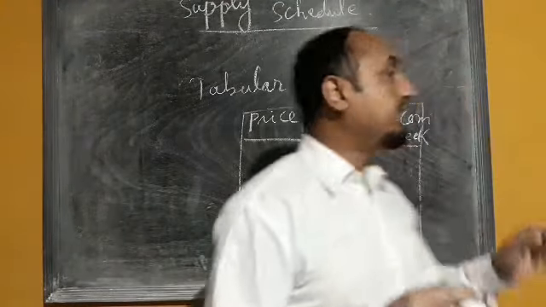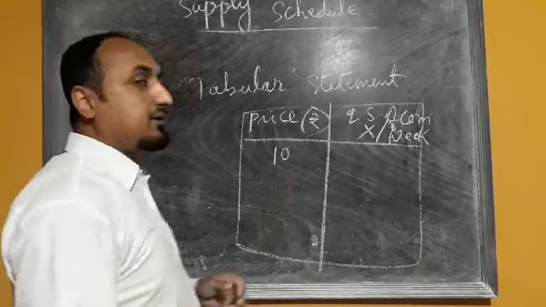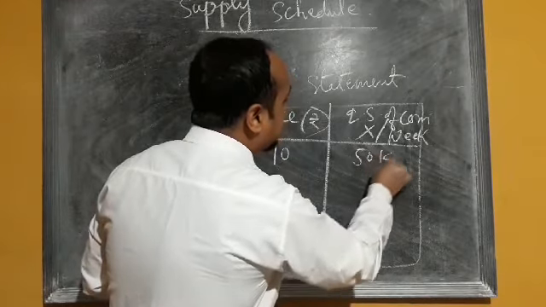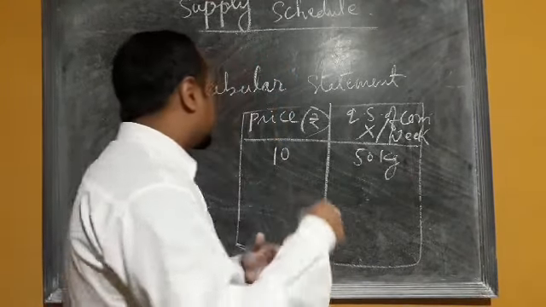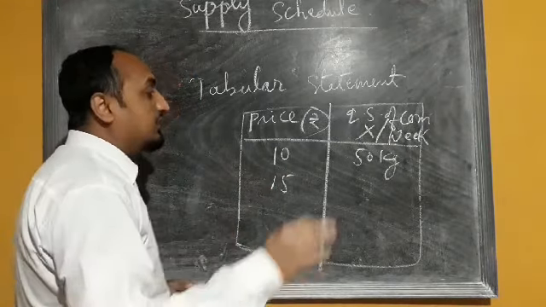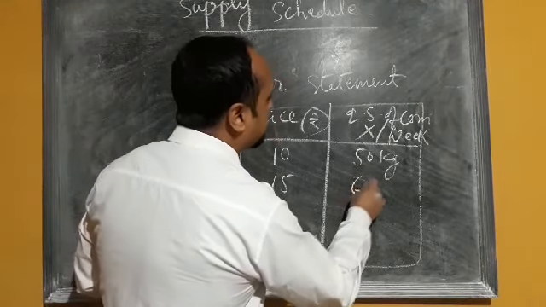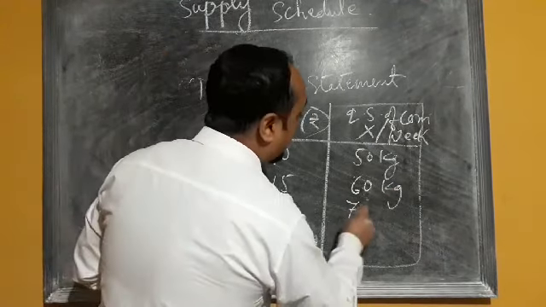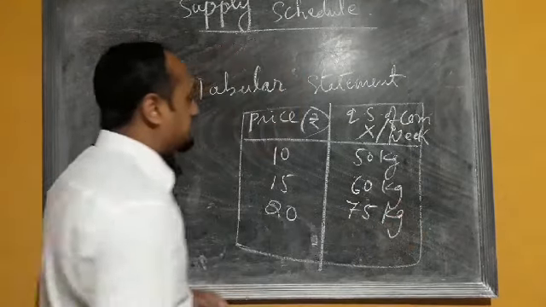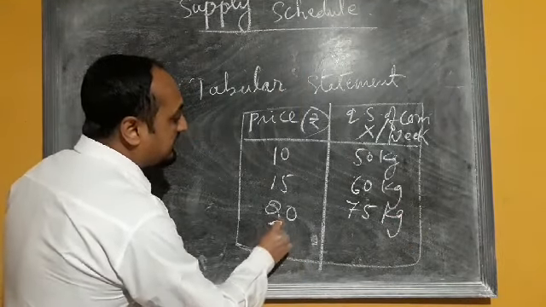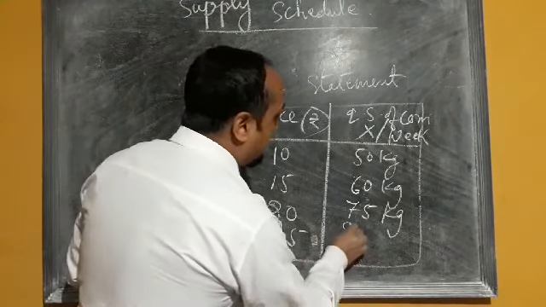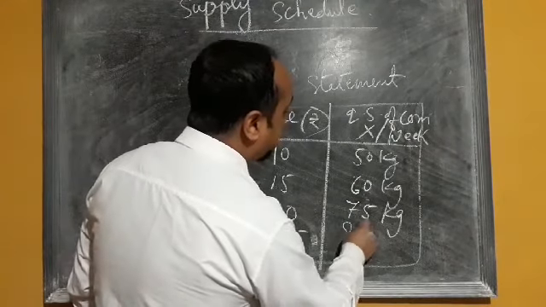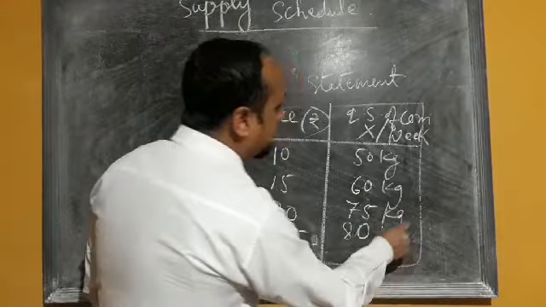So suppose say commodity X, when the price of commodity X is 10 rupees, suppose quantity supply is 50 kg. Now when price increases from 10 to suppose 15 rupees, the quantity supply increases from 50 to suppose 60 kg. Similarly again, if price increases from 15 to 20, quantity supply may increase from 60 to 75 kg. Similarly, if price increases from 20 to 25 rupees, quantity supply increases from 75 to 80 kg.